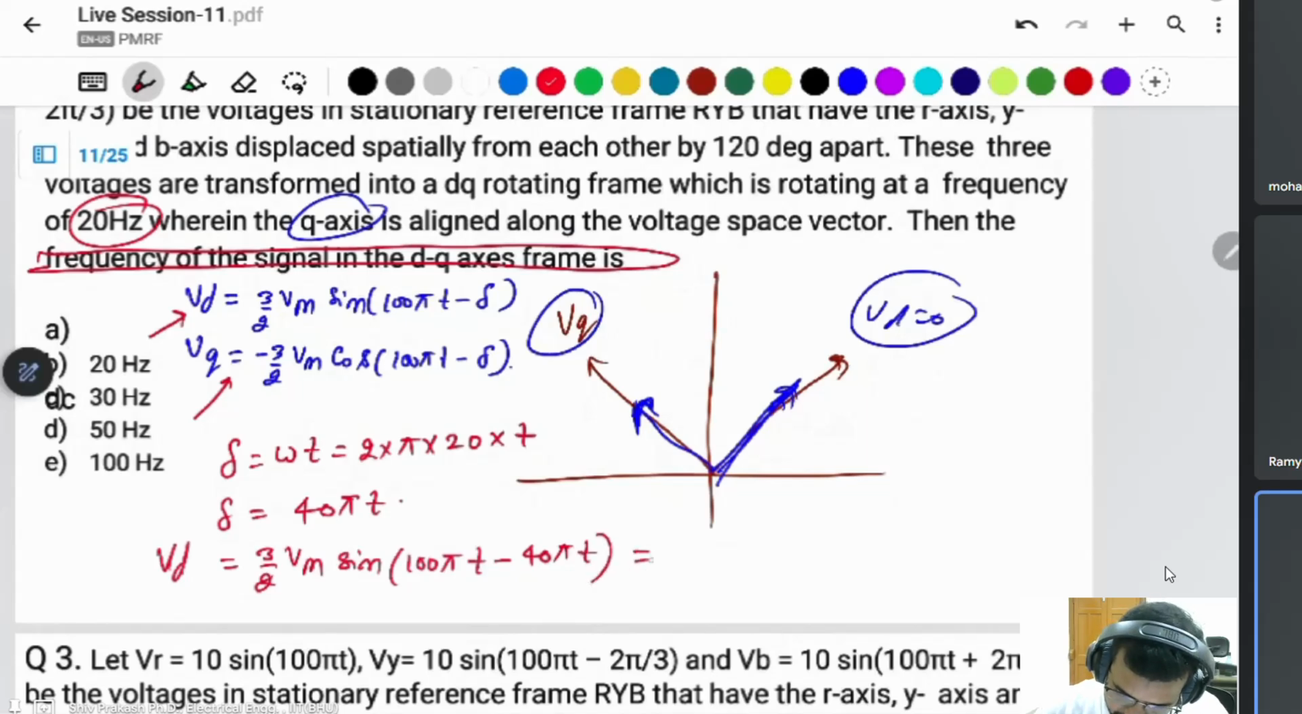And what is this one? 3 by 2 Vm sine 60 pi t. From this we know this represents the frequency. Then what is the frequency of the d axis frame, the rotating frame?